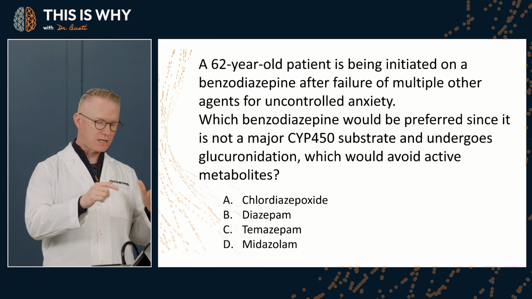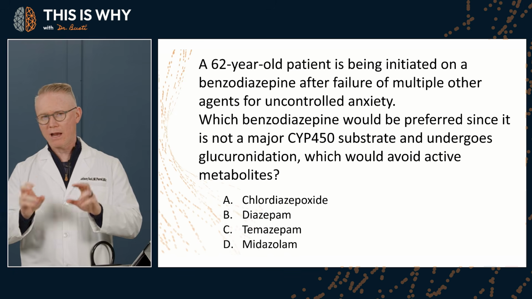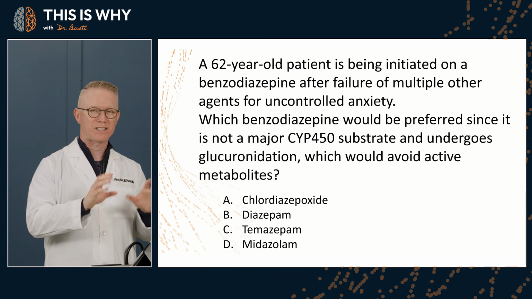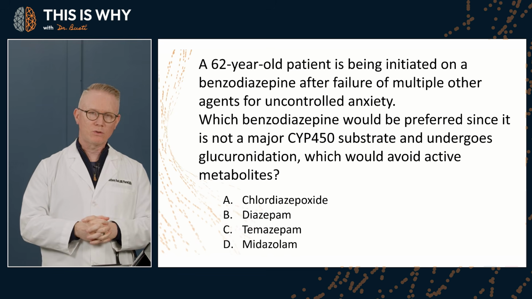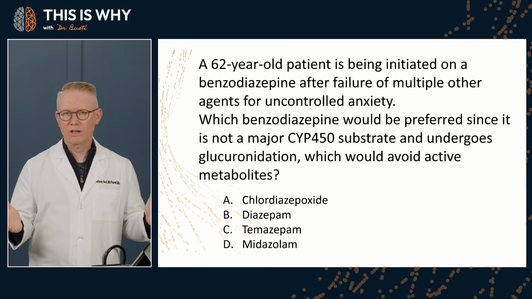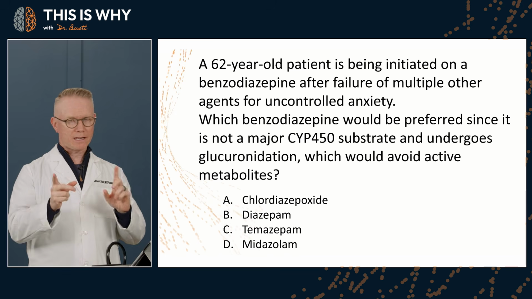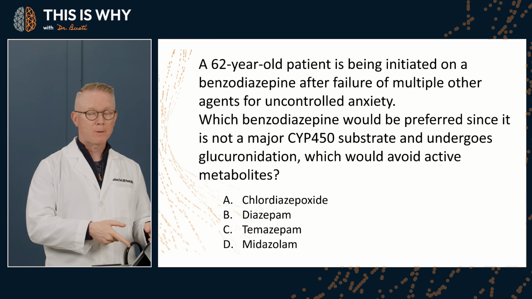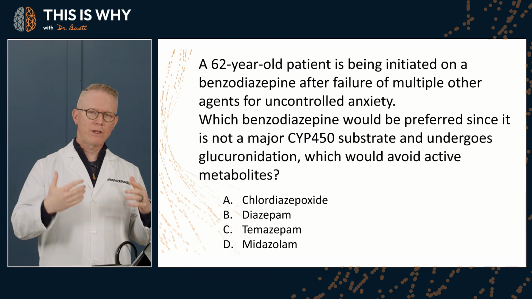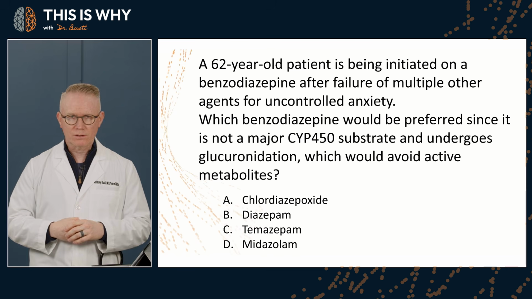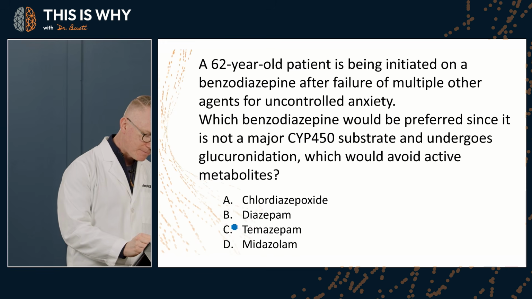So phrases like avoid active metabolites or not a major cytochrome P450 substrate are directing your attention specifically to phase 2 conjugated metabolism. And also seeing familiar long-acting benzodiazepines in this case should prompt you to pause and reconsider their metabolic profiles. All right, so the correct answer here is temazepam.